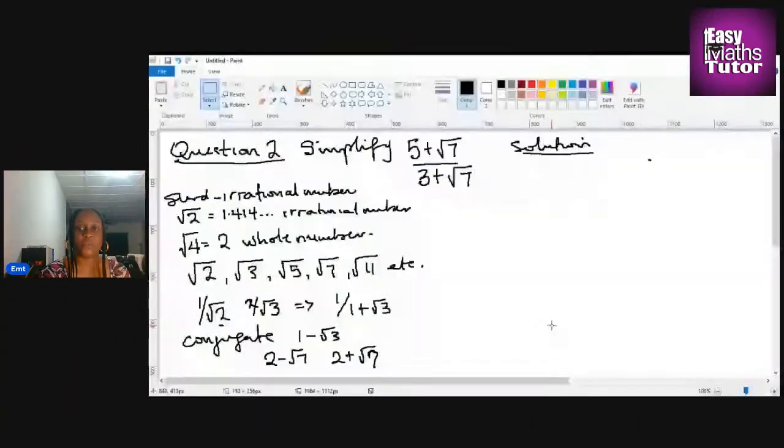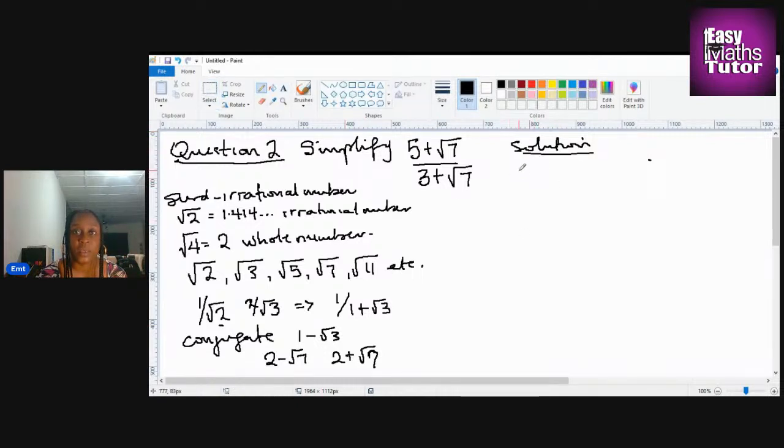In the previous class, we were supposed to solve a problem, so I'll quickly go to that problem. Okay, so this was where we were. Question 2: simplify (5 plus root 7) all over (3 plus root 7). The solution is that we are going to rationalize the denominator with its conjugate. So quickly, we'll go right ahead and do that.